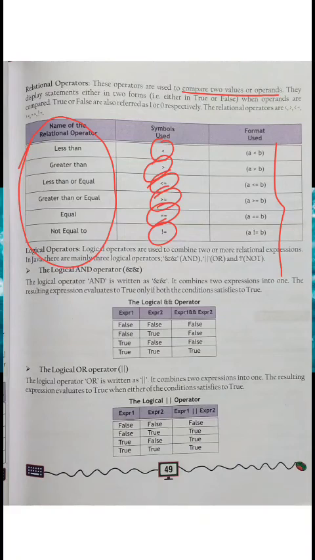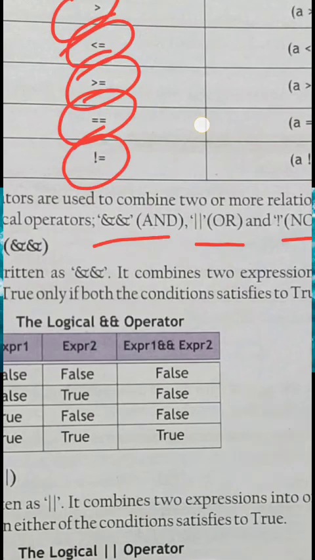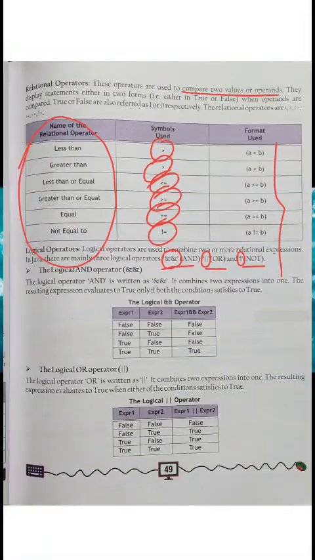Next we will see logical operators. Logical operators are used to combine two or more relational expressions in Java. If we have to combine two or more relational expressions, we will use some of the logical operators. Here three logical operators are given: and, or, not. This is the symbol of and, this is the symbol of or, and this is the symbol of not. In English also we combine two sentences by using and, or, not. These are the same thing. Next, logical and, logical or.